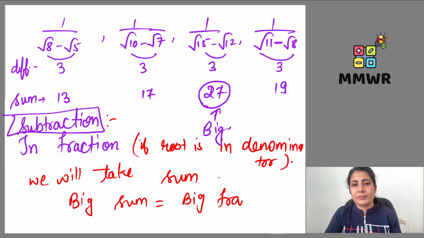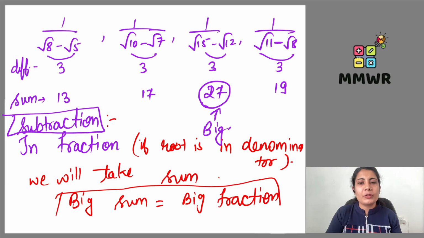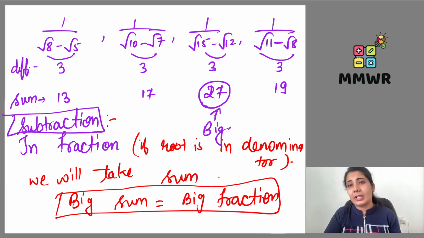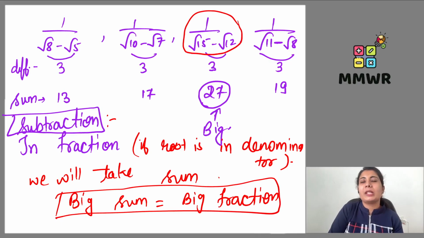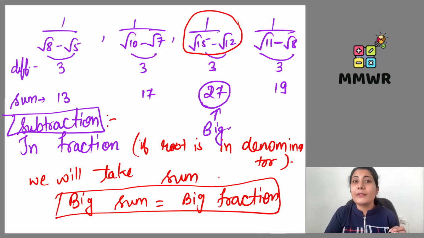So 27 is the bigger sum here. Out of all 13, 17, 27, 19, 27 is the big one. That is why 1 upon root 15 minus root 12 is the big one. Okay. If we have to look for the smaller one, 13 is the smaller one. That is why 1 upon root 8 minus root 5 will be the smaller one. I hope it's easy now for us to understand.